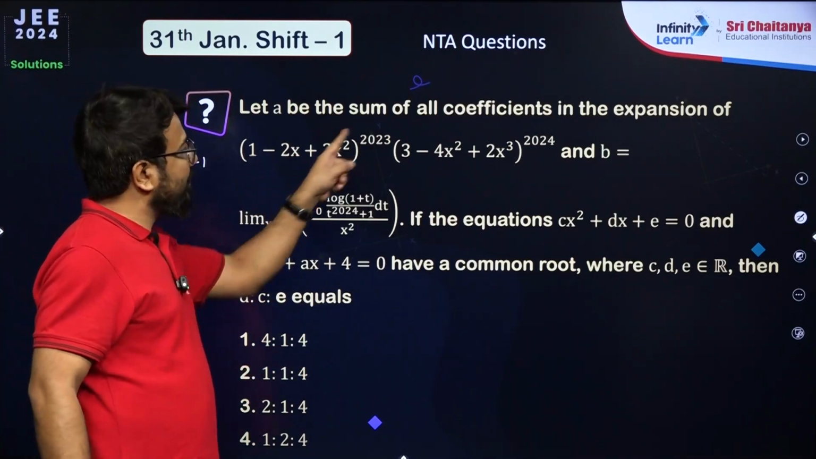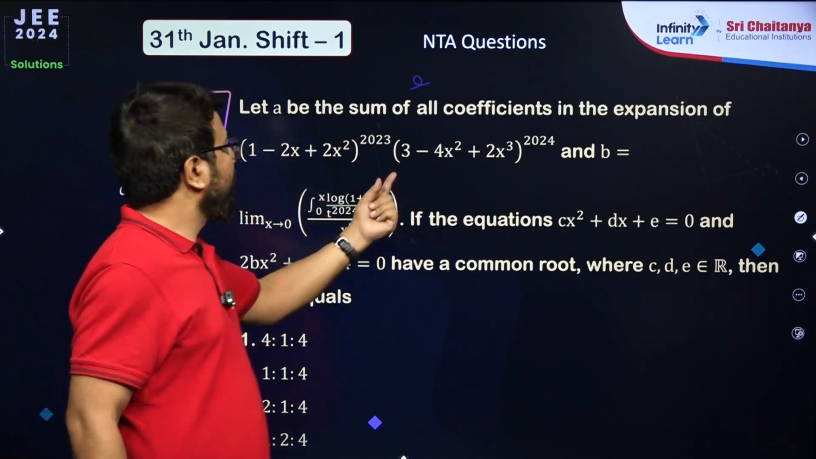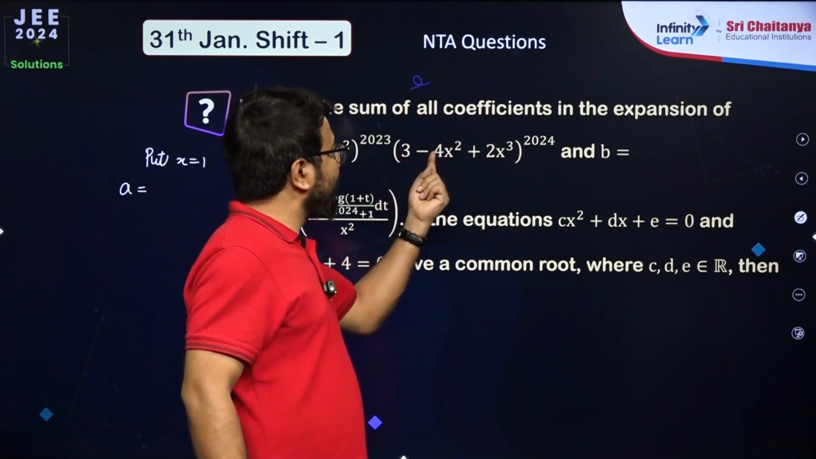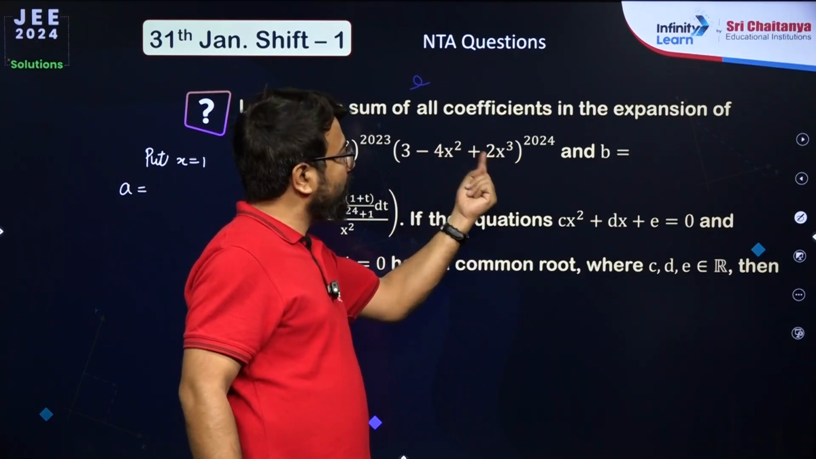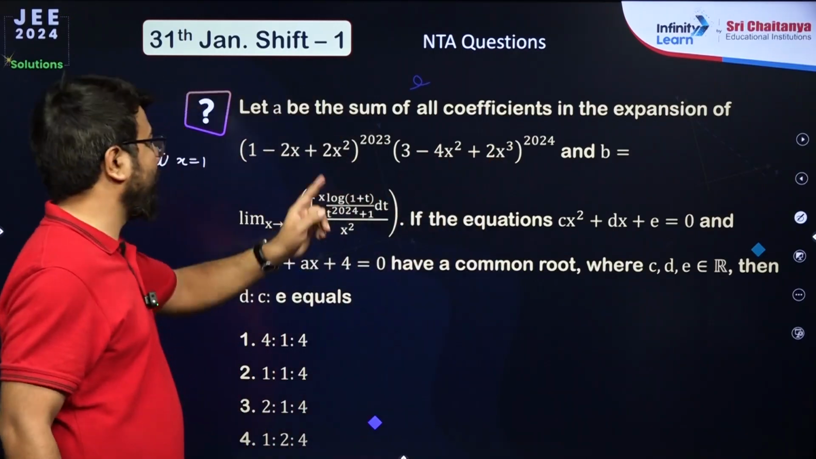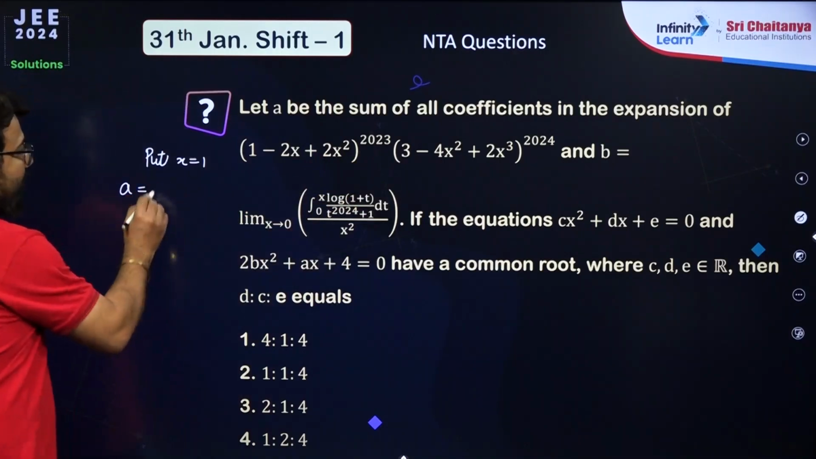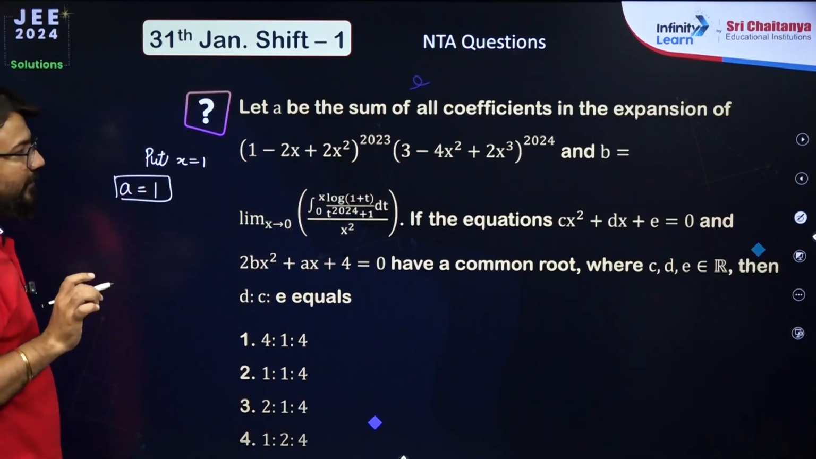So 1 raised to the power 2023, that will be 1. Here 3 minus 4 will be negative 1. Negative 1 plus 2 is 1. 1 raised to the power 2024 will also be 1. 1 into 1 will be 1. So A will be 1 directly. Sum of all the coefficients will be 1.